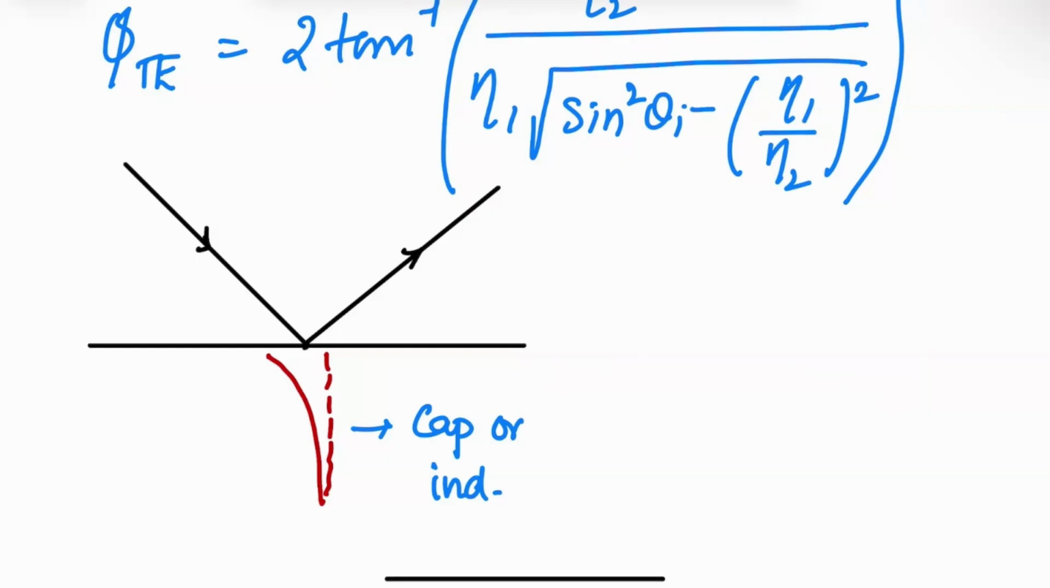Another way to interpret it is to say that you have a plane wave that came in, and it did not reflect just from the surface. It actually went into the medium a bit, because there is an evanescent field in the medium, and then got reflected.